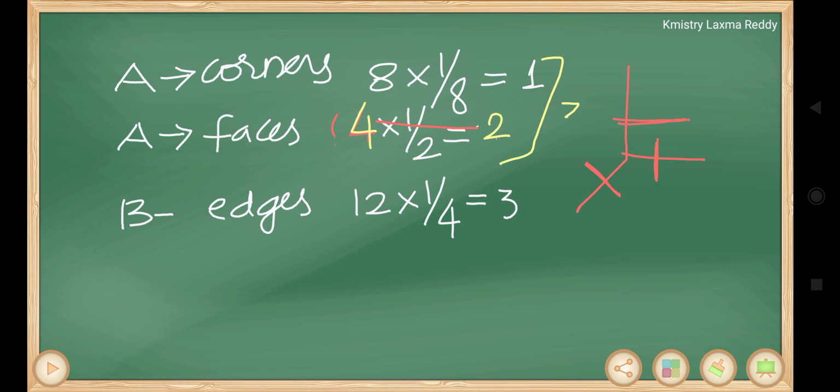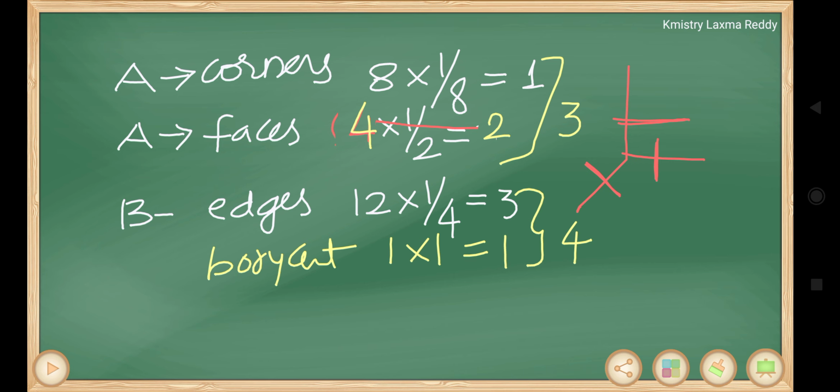So 3 A atoms. One last position is body center. Body center we are not removing. 1 into 1 is equal to 1. So these will be 4. So your answer is A3B4.